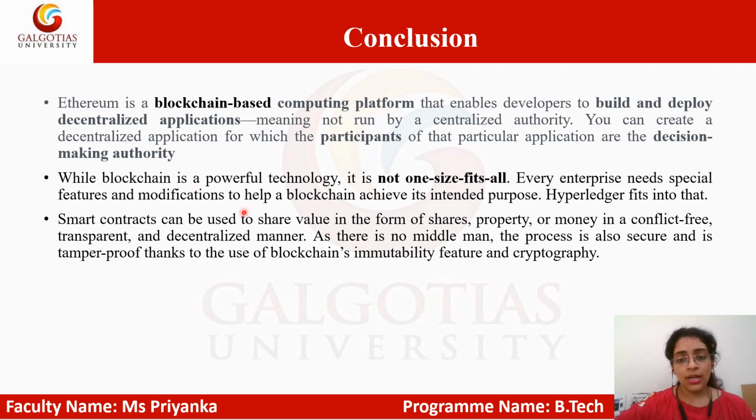Now smart contracts let us share values, in the form of shared property and money, to have a conflict-free, transparent and decentralized environment. There is no middleman, no centralized authority, and the system is purely secure, and nobody can tamper with any data. So the main benefits which blockchain is giving are just because of the smart contract which is there in the system. So it provides the blockchain immutability feature and cryptography.